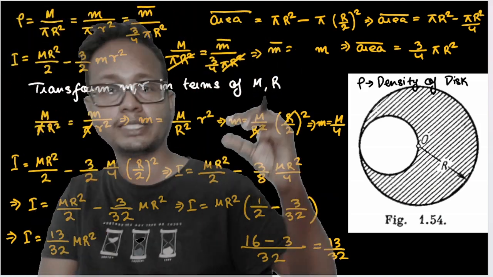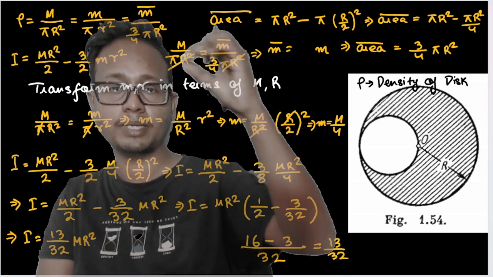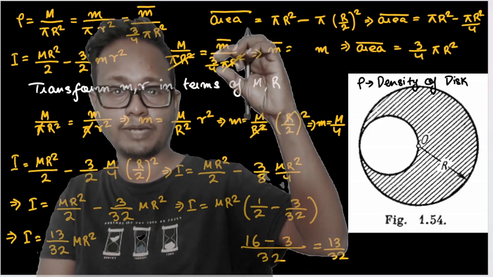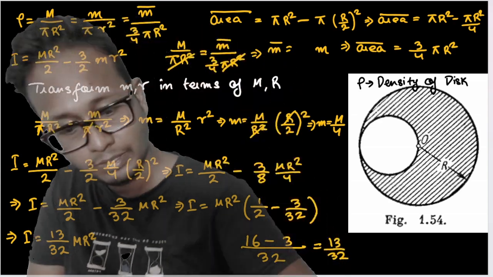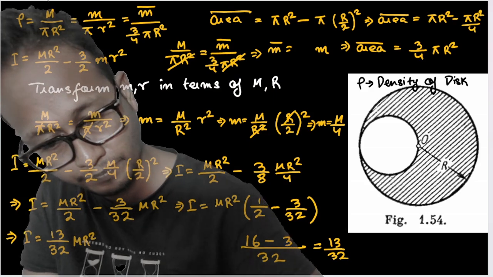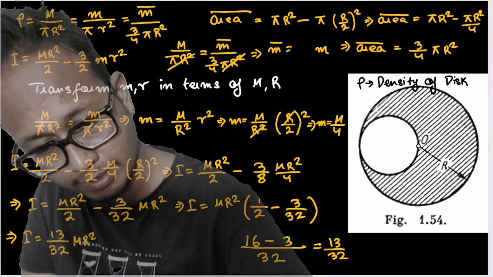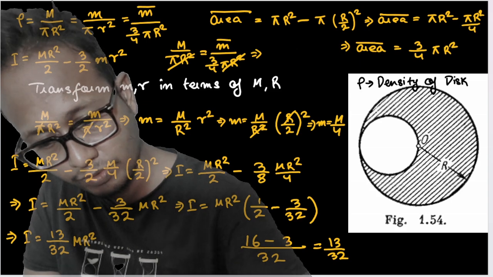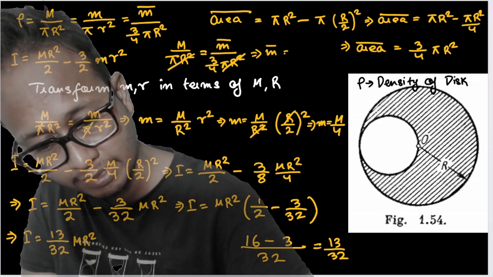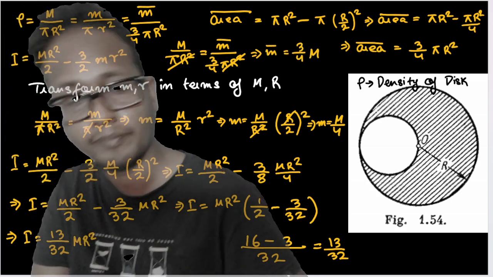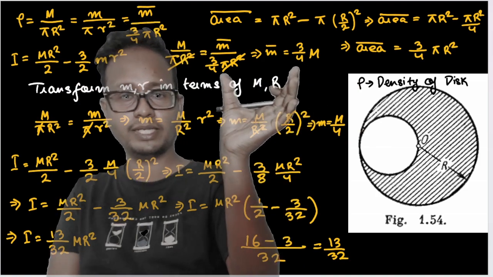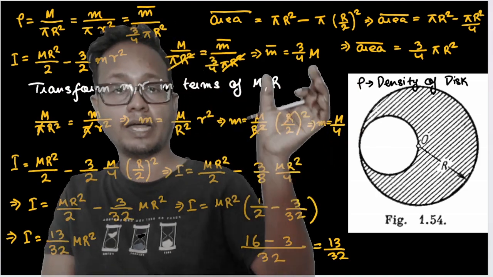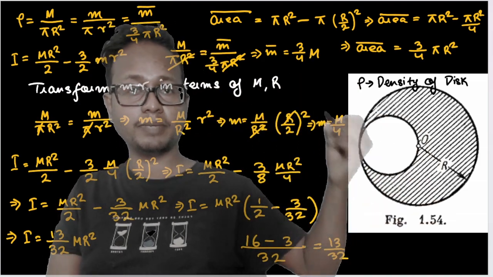Why 3 by 4? If you take this 3 by 4 and multiply it to the left, it is nothing but 3 by 4. It's not 4 by 3. I just made a calculation error out here. Don't do that. So m dash is nothing but 3 by 4 capital M. Don't make the mistake that I made out here. Silly mistakes.